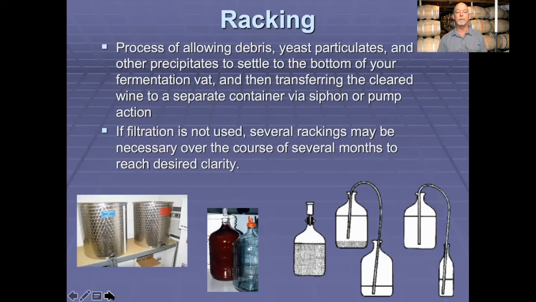So as I mentioned, racking is the process of allowing debris, yeast particulates, and other precipitates to settle to the bottom of your fermentation vat. And then you transfer the clear wine to a separate container via siphon or pump action. If filtration is not used, then you will need at least several rackings over the course of several months to reach the desired clarity of your wine.